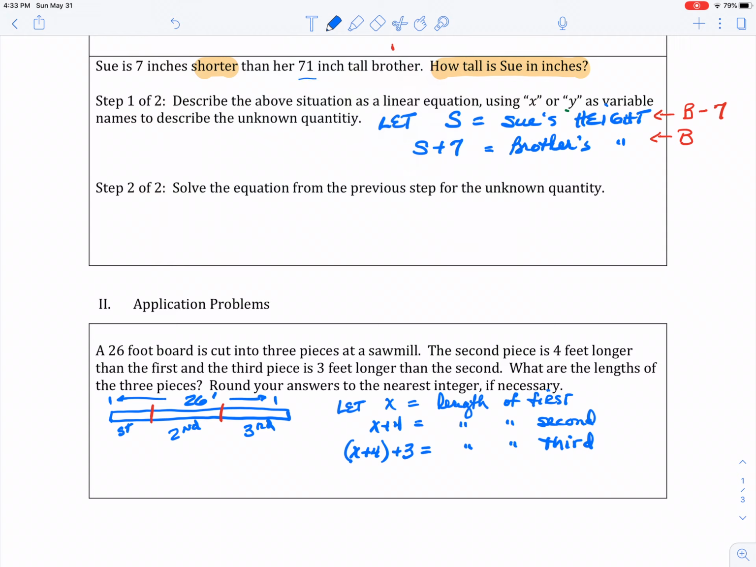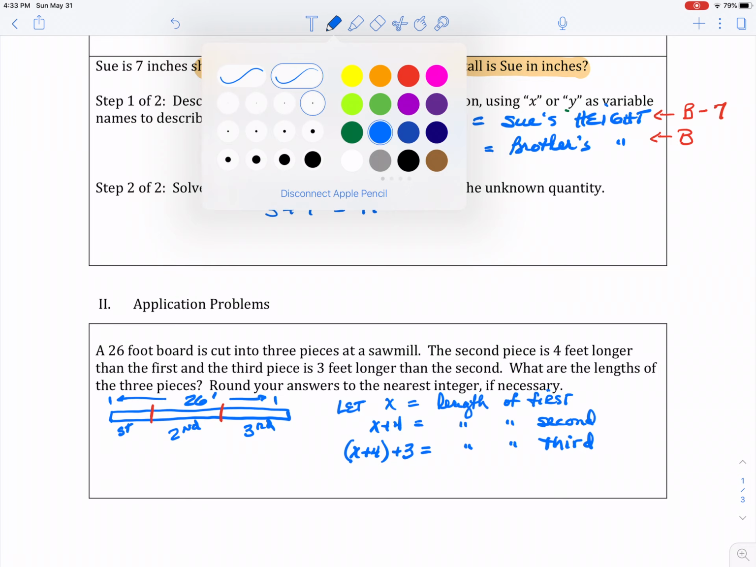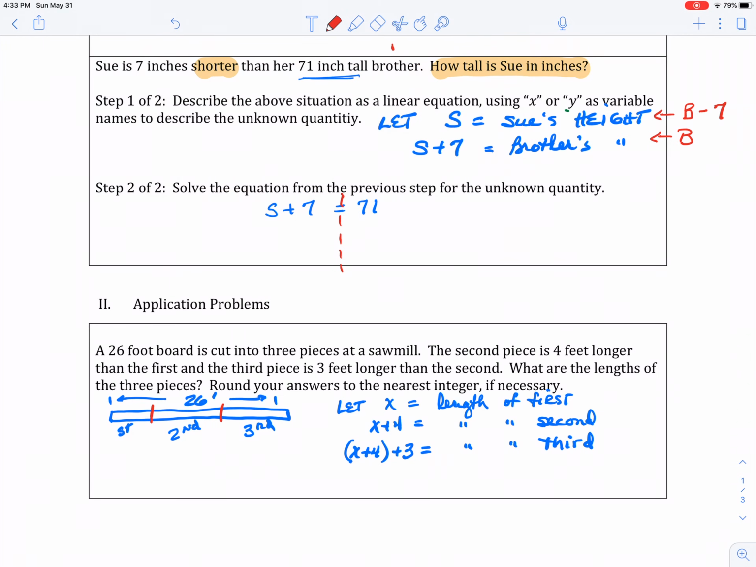Her brother is 71 inches tall, so I need to figure out how I'm going to use that. Well, S plus 2 is her brother's height, and they tell me that 71 is the brother's height. So I'm taking two things that represent the brother's height, and I'm going to put in my little red dotted line. I'm going to subtract 7 from both sides of this equation. So Sue's height is 64, what unit are we in? Inches. And that is 7 inches shorter than her 71-inch tall brother.